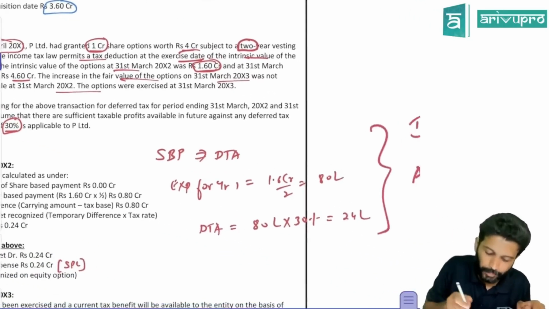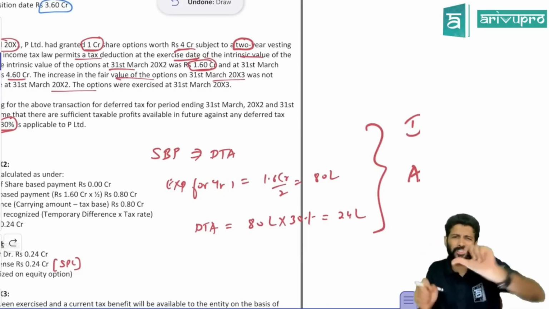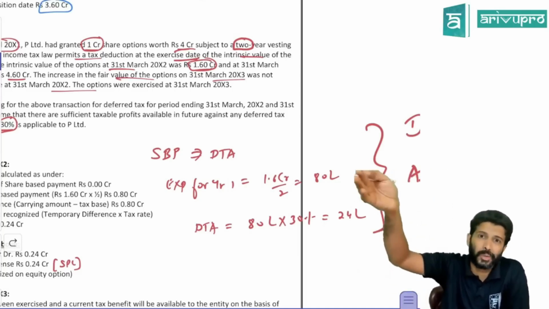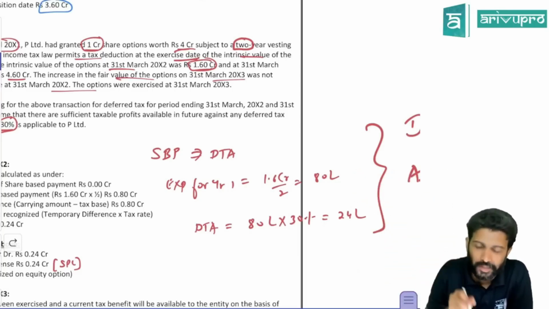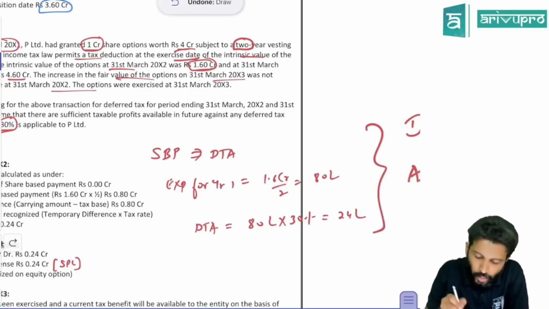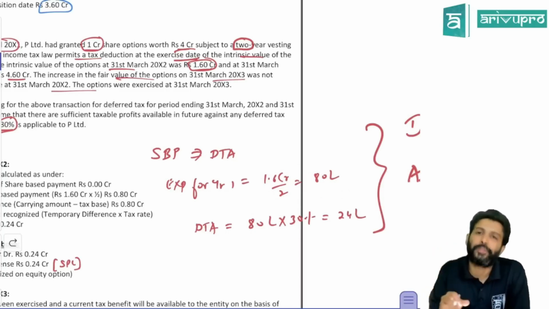So what is the current year expense? Instead of booking it on a fair value basis, you have to book it on intrinsic value basis. That's all. Because you're going to get the deduction based on intrinsic value. So don't take fair value. Take only intrinsic value. Total intrinsic value is 1.6 crore. That is like your total expense. This total expense, you have to book it over 2 years. So what is the expense for year 1? 80 lakhs.